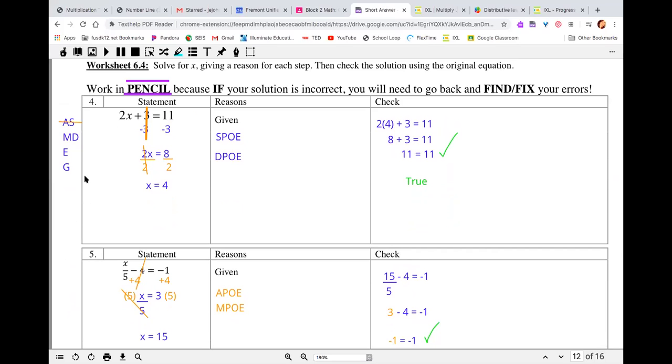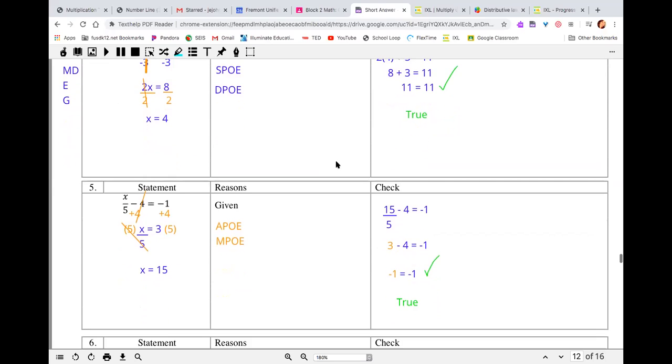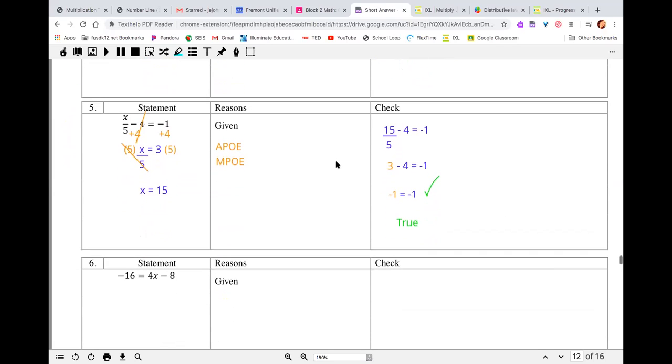When we solve for X, we have to undo the operations, which means we follow order of operations backwards. That's why this is upside down. Then we write the steps that we did. We take our answer, we plug it in, we solve. If our answers match, we did not make a mistake, and we can move on.